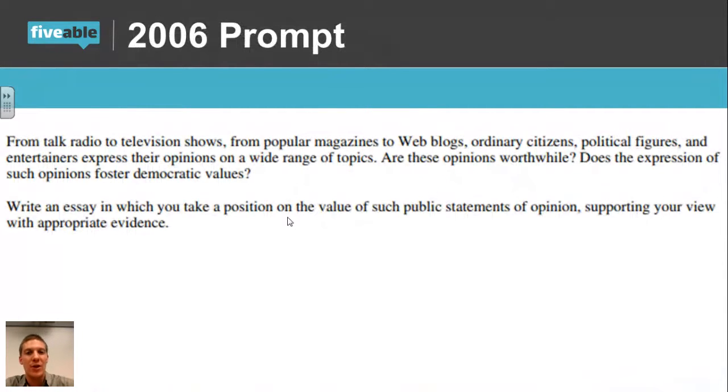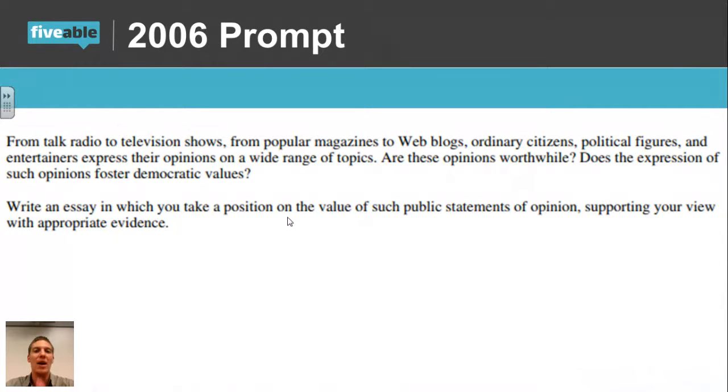Let's go to the other 2006 prompt. From talk radio shows, from popular magazines to weblogs, ordinary citizens, political figures, and entertainers express their opinions on a wide range of topics. Are these opinions worthwhile? Does the expression of such opinions foster democratic values? And then again, paragraph break, and here's the task. Write an essay in which you take a position on the value of such public statements of opinion, supporting your view with appropriate evidence.